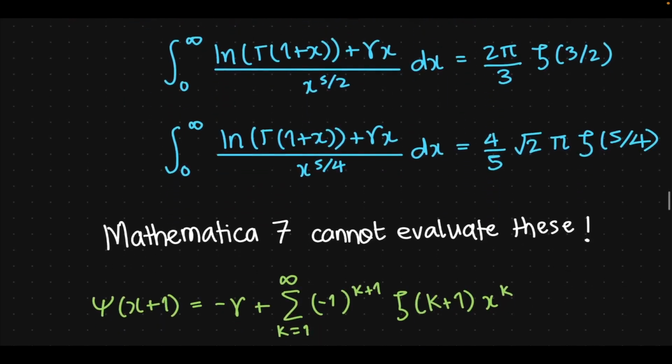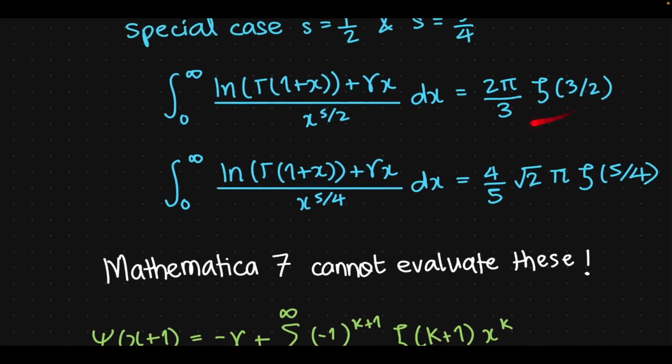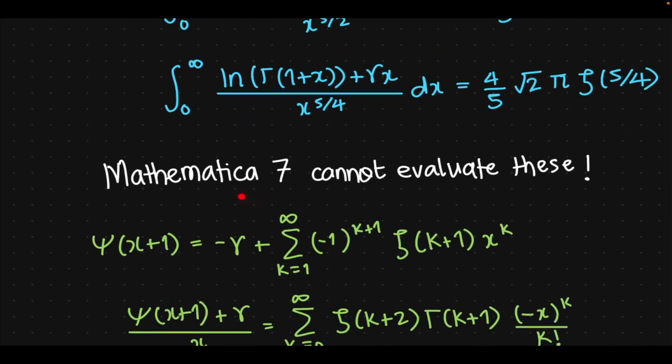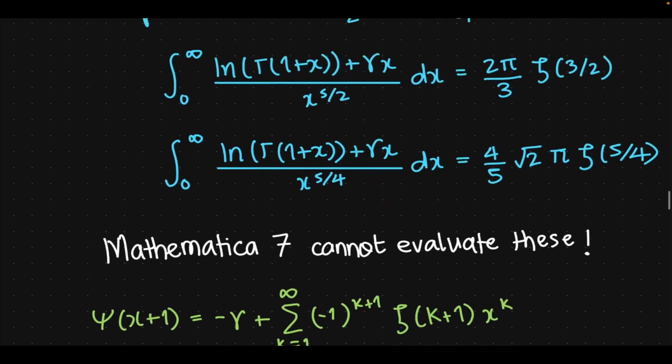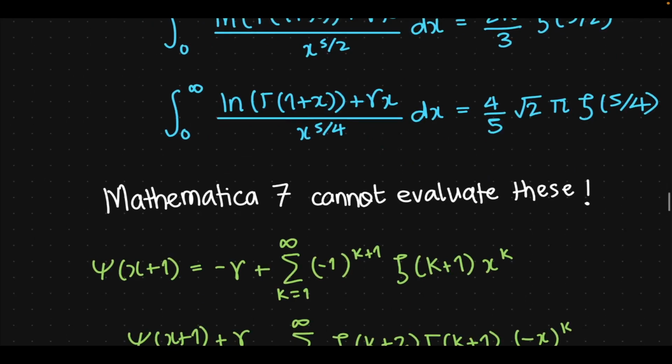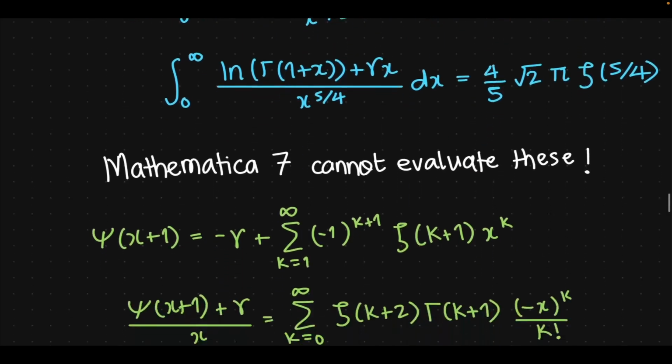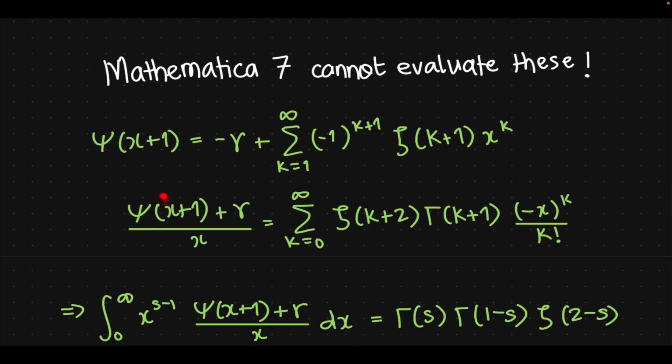So here are some interesting looking results. I'm guessing if you want to compute the value of the Riemann Zeta, you could run some numerical simulation on this integral. But the main point is Mathematica 7 cannot really evaluate these. So if you put them into Mathematica 7, which was the claim of the literature I was sourcing, they claim that Mathematica 7 cannot evaluate these complicated looking integrals. Anyways, moving on to the digamma now.